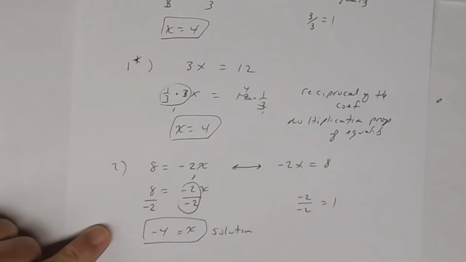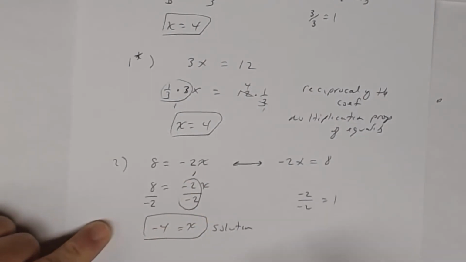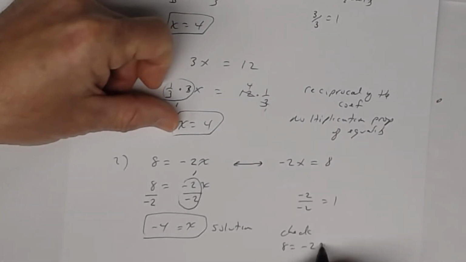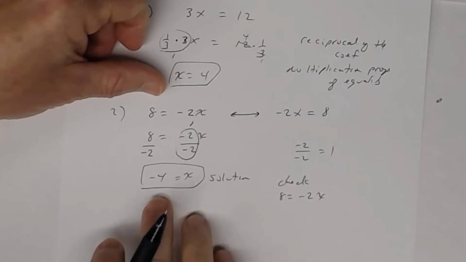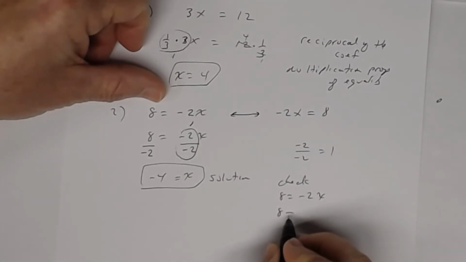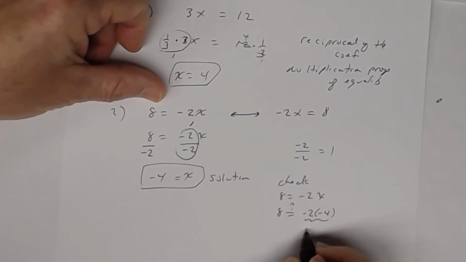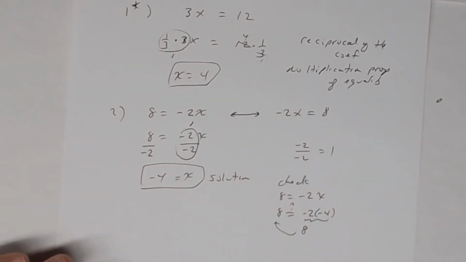That's your solution. And you can always check it. You can always check, right? Go back to the original. Here's the original. And in place of x, I'm going to substitute negative 4. So is 8 equal to negative 2 times a negative 4? And the answer is yes, because negative 2 times a negative 4 is a positive 8. All right? So that was number 2. Not difficult at all. Very simple, just using those multiplication and division properties of equality.